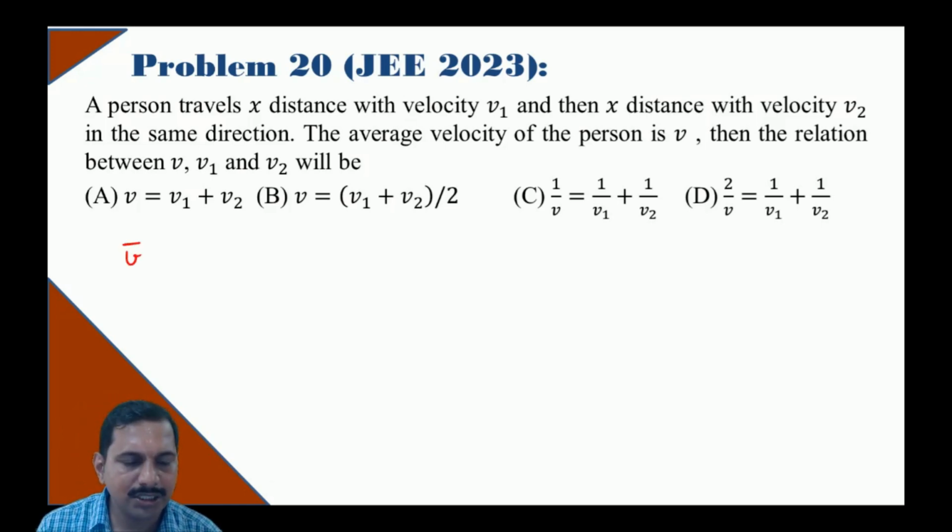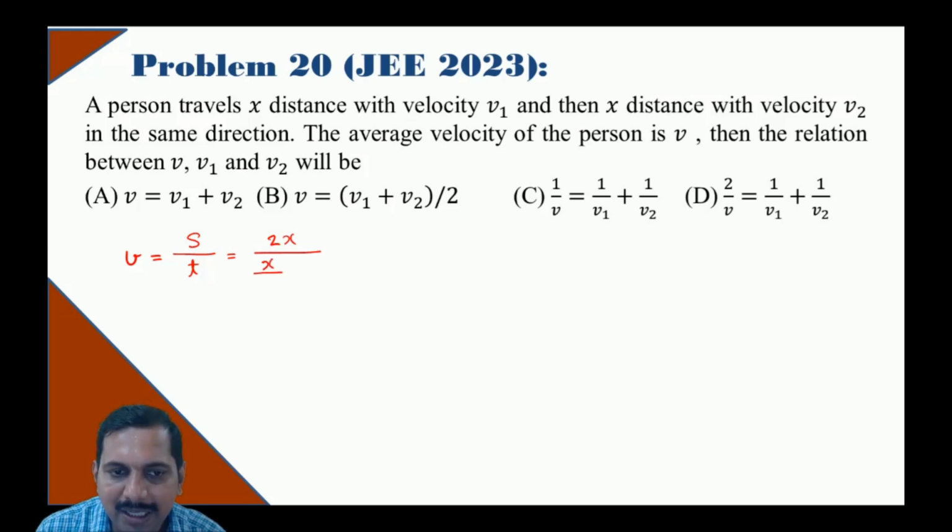So average velocity, which is equal to v bar, they have called it as v. So let us keep it as v. v is equal to distance divided by time, is it not, students? So what is distance here? Distance is 2x. What is time? As we have known, it is x by v1 plus x by v2.